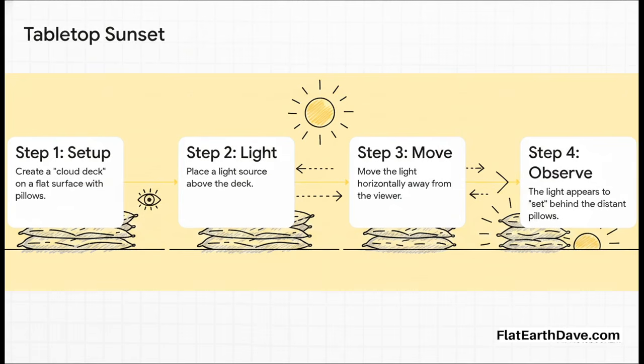And get this, he says you can see this for yourself. He demonstrates it with a super simple setup. He makes a cloud deck with some pillows on the floor, holds a light above it, and then walks the light away. And from a low vantage point, what you see is the light appearing to sink down and set perfectly behind the pillows in the distance.